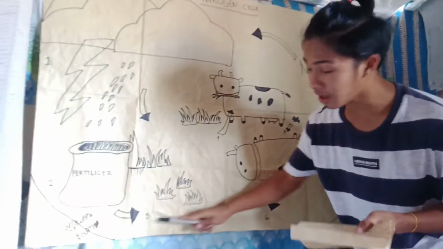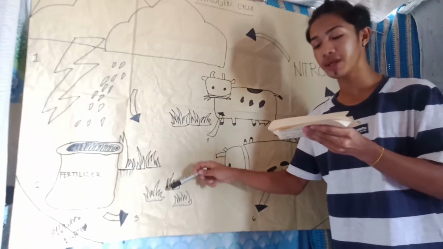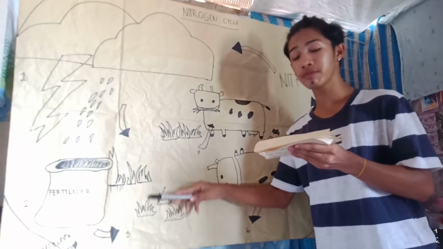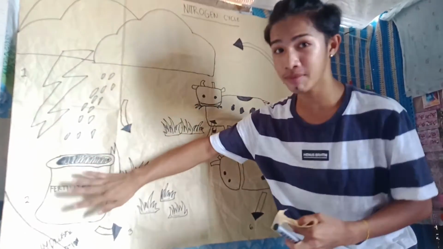So here in step 3, plants build up protein and DNA using this usable nitrogen they get from the soil, based on the step 2 statement.